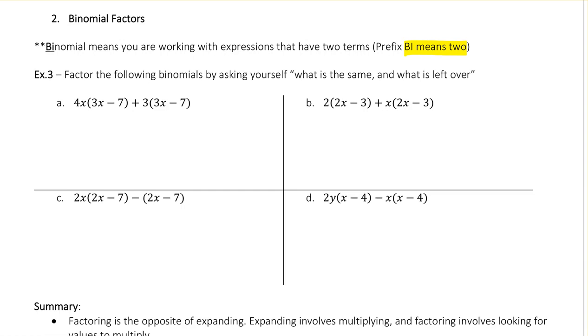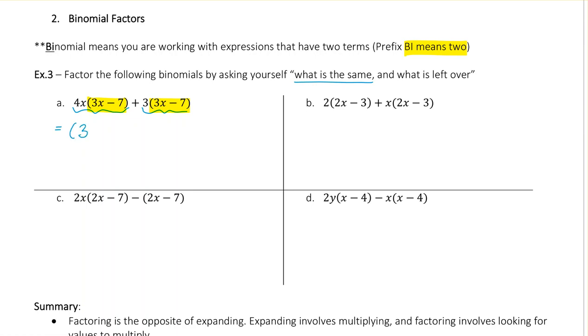For this problem, it says example 3, factor the following binomials by asking yourself what is the same and what is left over. For this first problem, you have two terms. Although it looks like more, this is one term because it's all together via multiplication, and this is another. If you look at those two terms separately, what do you see that is common to them? Well, you notice that they both have this 3x minus 7 and this 3x minus 7. So you're going to factor that out. And that's the portion of what is the same, as I'm asking you.